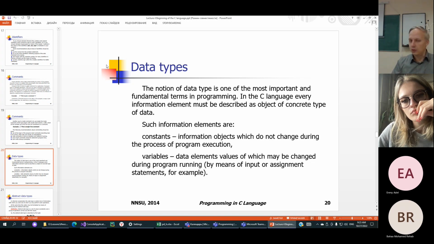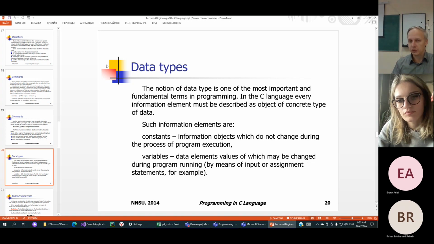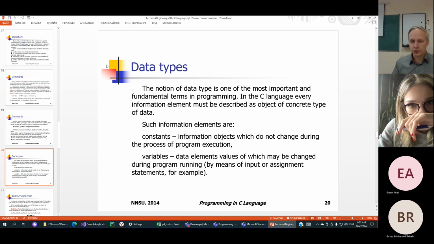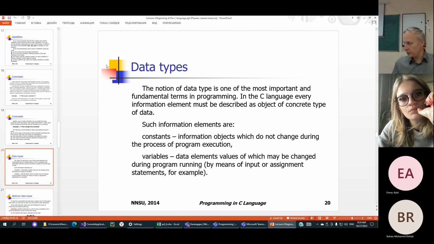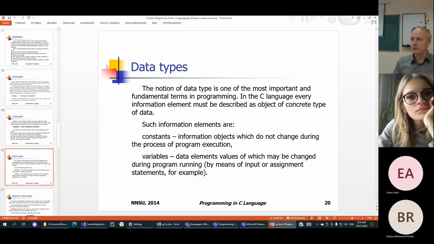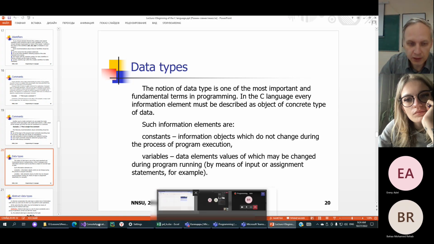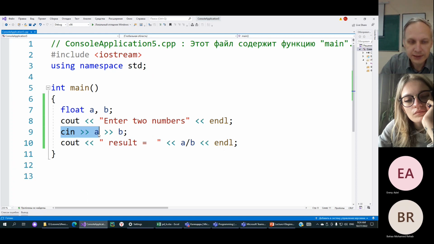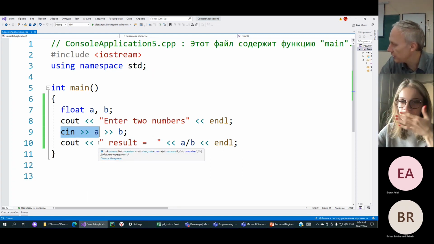We can declare constants, the information objects which do not change during the program execution, and variables, the information objects, the value of which may be changed during the program execution. How can we change the value of a variable? For example, by means of assignment operation or input operation. If I write cin A, I change the value of A.